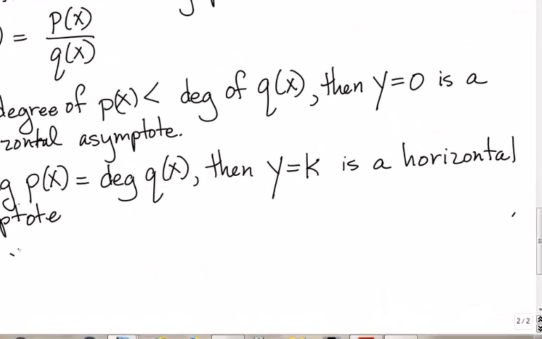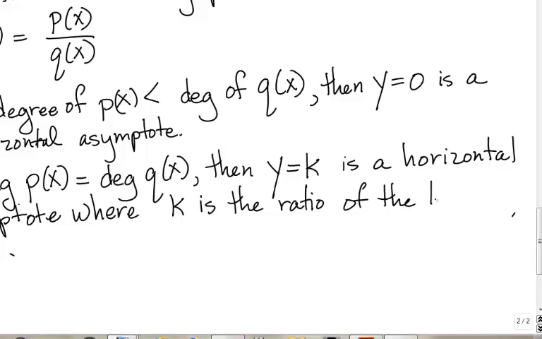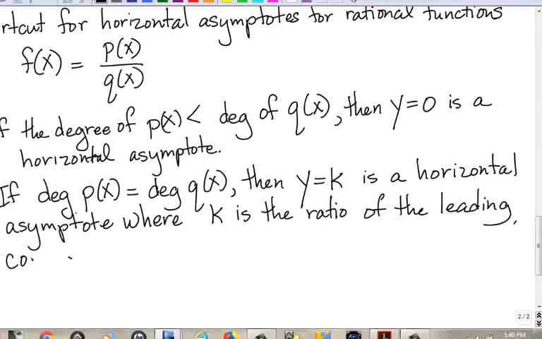Asymptote. Y equals k is a horizontal asymptote where k is the ratio of the leading coefficients.